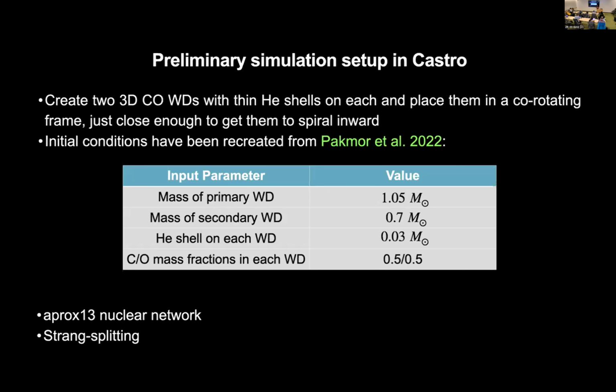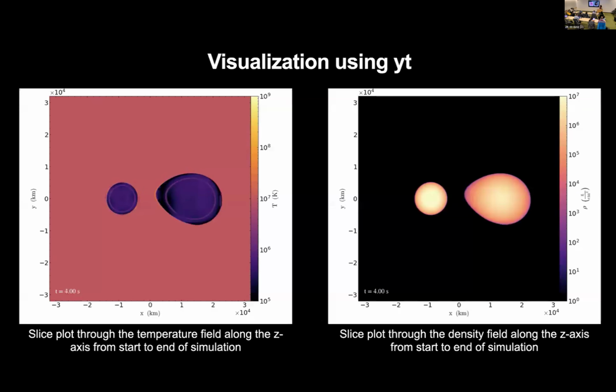And so whatever you see over here, I'm not trying to think much of it right now because, again, this is just the preliminary run. I basically just took the initial mass and composition from one of the groups. And then just for starters, to test the waters, I used a small nuclear network and strand splitting, which is what other people are using. This is what the merger looks like.